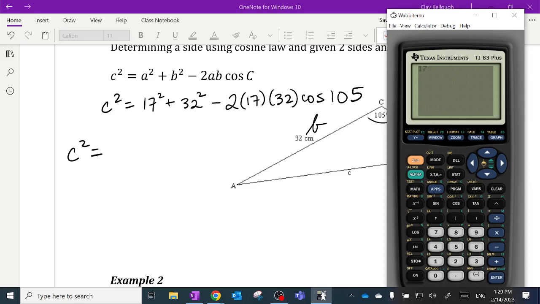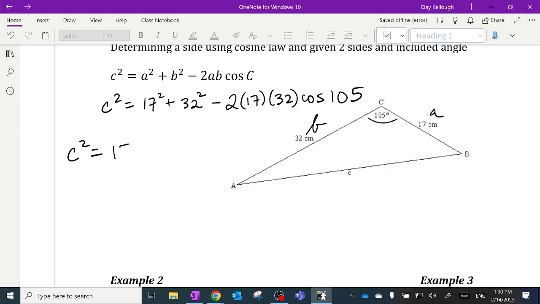17. Ooh, do you know where your squared button is? I guess we saw that when we did Pythagoras earlier, so everybody should know where their squared button is. Mine's right here. Plus 32 squared, and then minus 2. And remember, I wrote brackets just to make it look nice. It's just a multiply. So times 17 times 32 times the cosine of 105. I don't really need to close that last bracket, but I will just so that it looks nice. And there it is. That should be C squared. 1594.95.